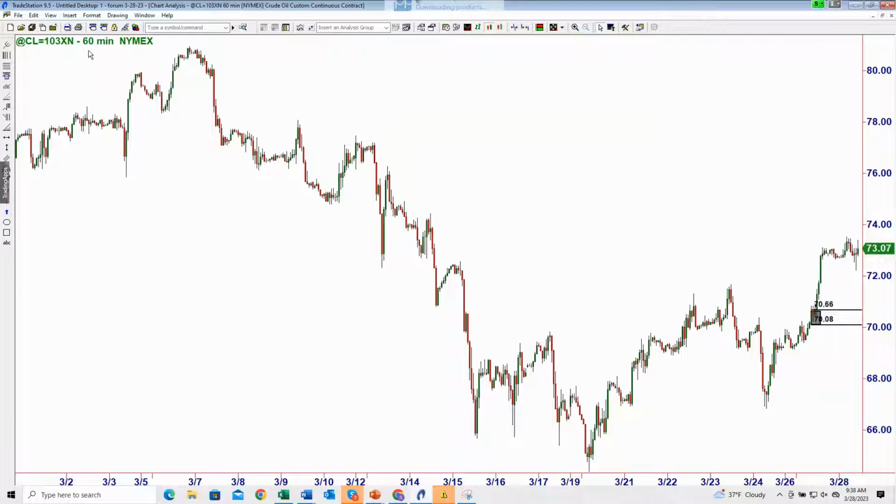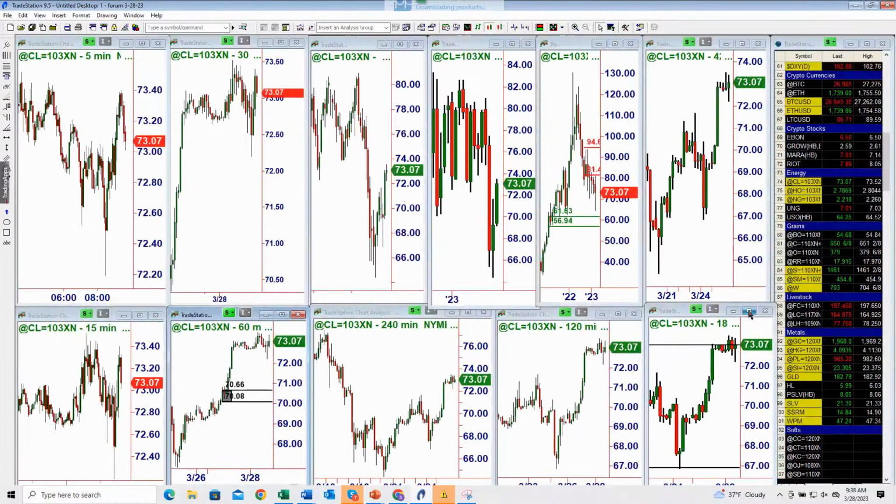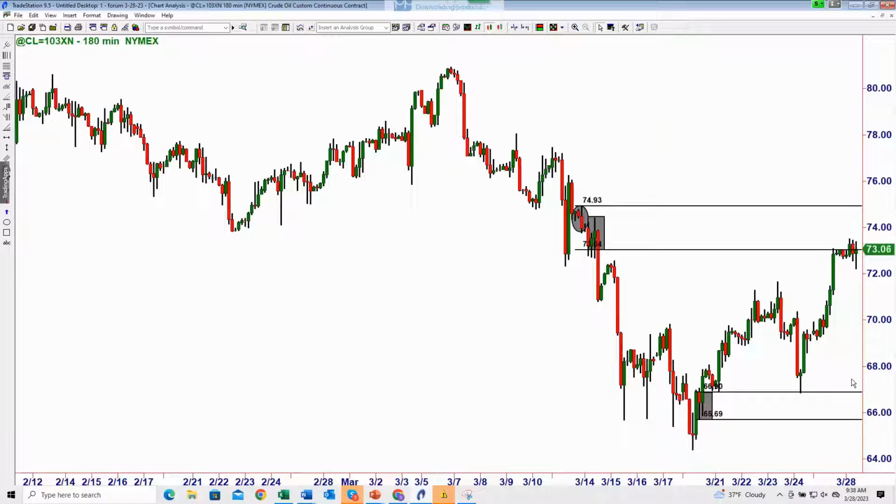I wanted to see who noticed that I went down to a little bit smaller time frame. Now let's go look at 70 right here. Right? There it is.